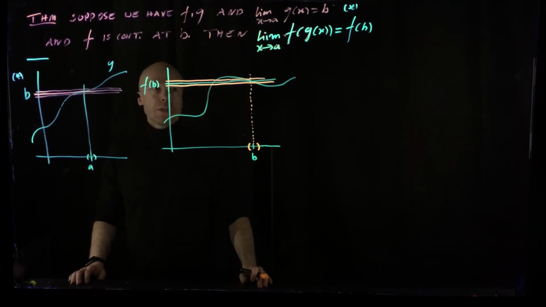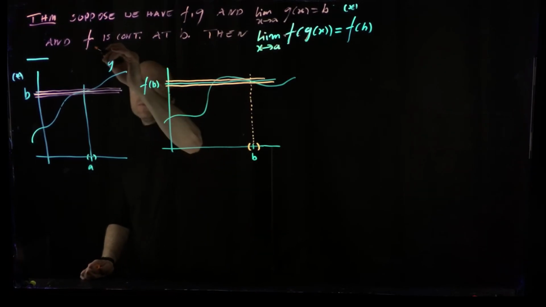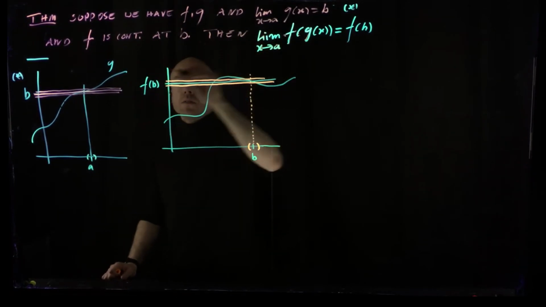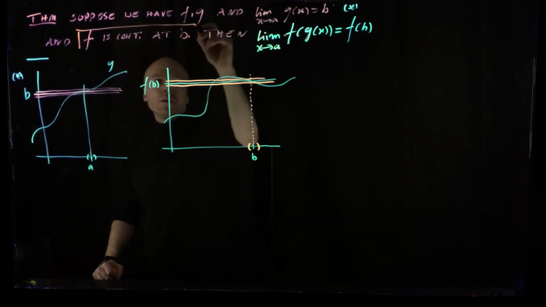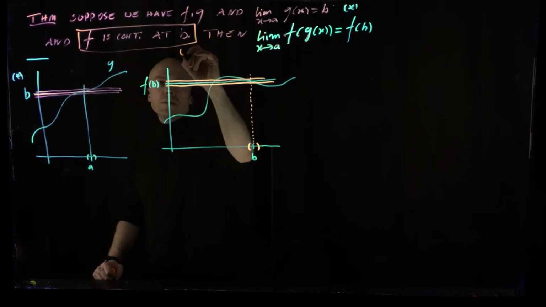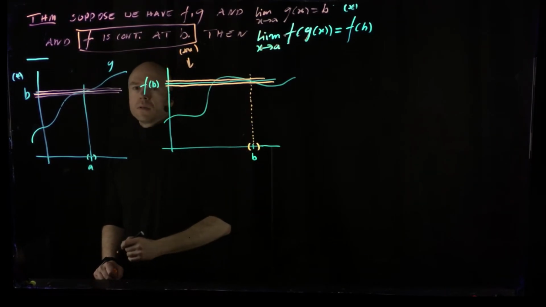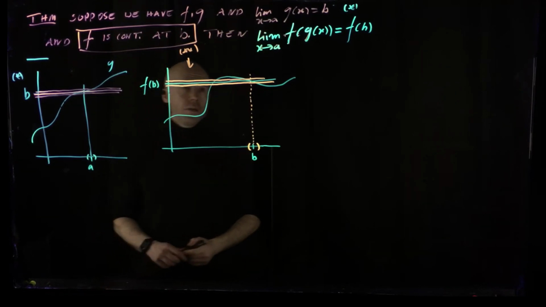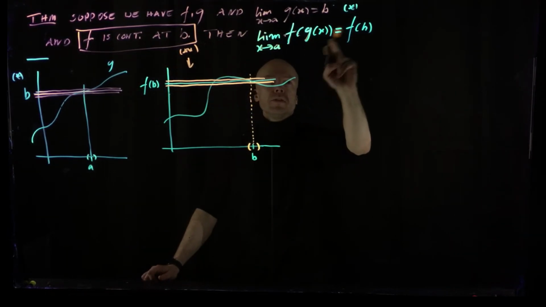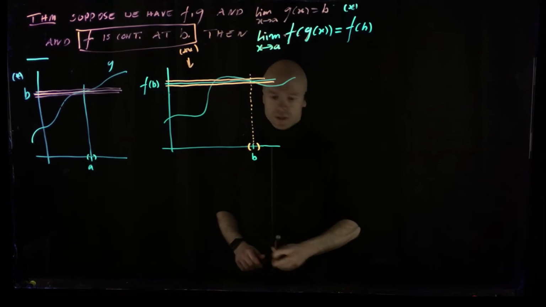All right, cool. So that is this information. So this thing here, this is star star, that is given by this. So I'll just put an arrow, right? Cool. All right, and what's the conclusion? That the limit as x approaches a of this composed function is f of b. Well, let's take a look.